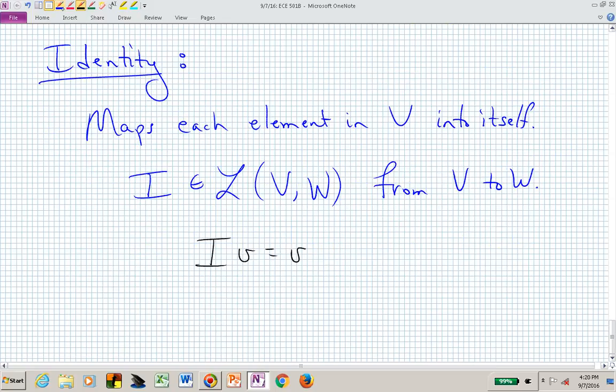You start with some vector V in your input vector space, and you map that through the identity map, and you end up back at the same point that you started with at your input. The output is the input. And your output vector space W is actually V, the vector space V.